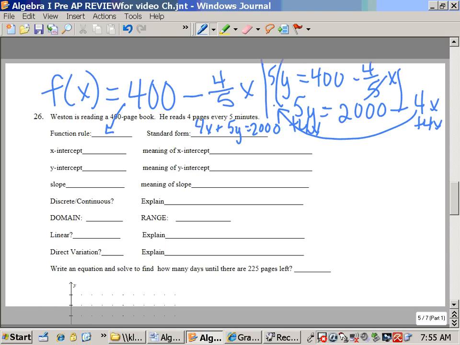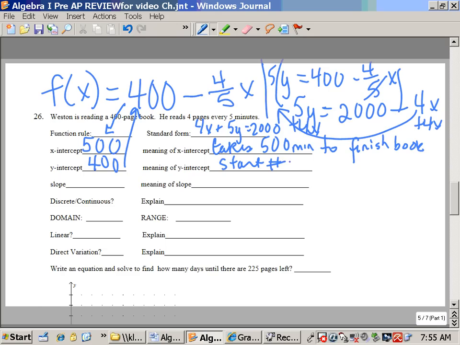Okay, we get the x-intercept by covering up the 5y. And 4 goes into 2,000 500 times. What does that mean? It takes 500 minutes to finish the book. Thank you. And the y-intercept is the number on the end, or you can cover up the 4x, and that gives me 400. Oh, look, the 400 is right there, too. And that is the starting what? Starting number of pages.